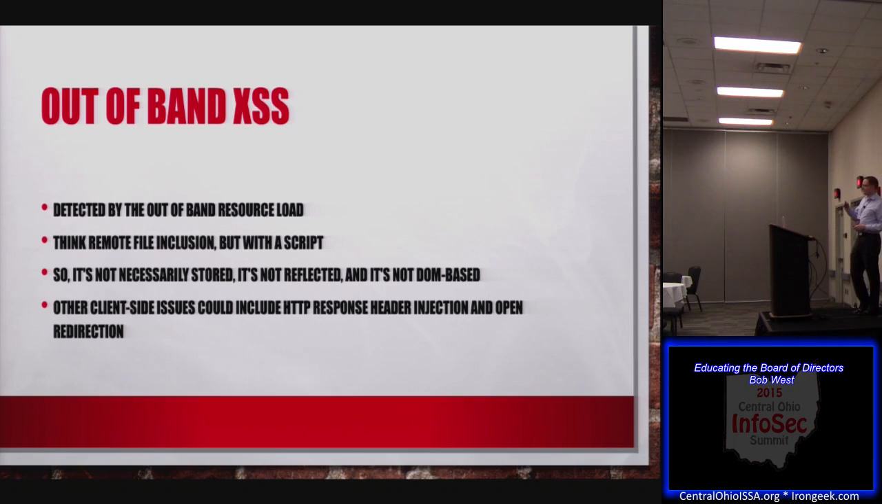All right, so with the out-of-band resource loads, there is the potential here to deliver a script back and have that end up in the user's browser as an attack vector. It's not necessarily stored and it's not reflected, and it's not DOM-based. But it's passed in and loaded in from the Burp Collaborator, or whatever you force the interaction with afterwards, after Burp Collaborator helps you identify it. And it can be used for other client-side includes with HTTP response header injection and open redirection.